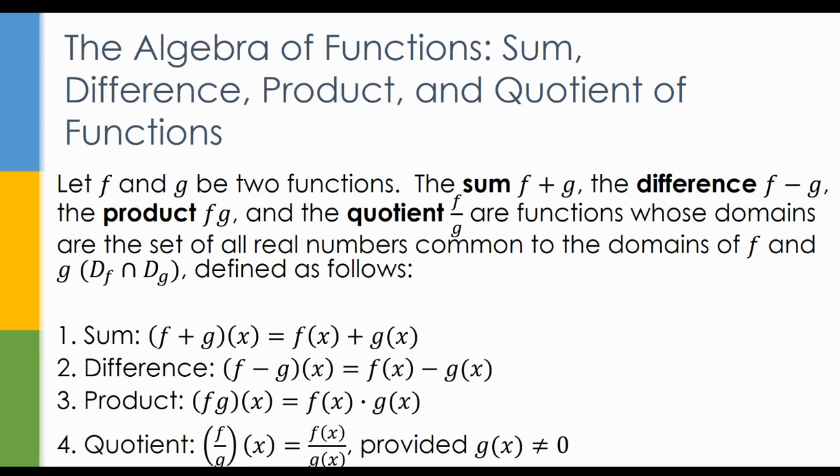Okay, so when it said that its domain is all real numbers common to the domains of f and g, notice how there's that intersection. So it's only what they have in common. I'm not putting everything together. It's just what they have in common.